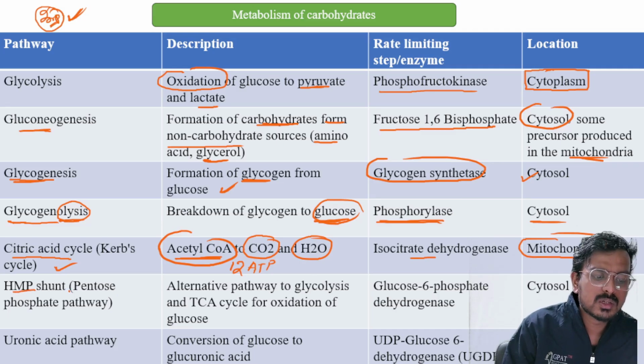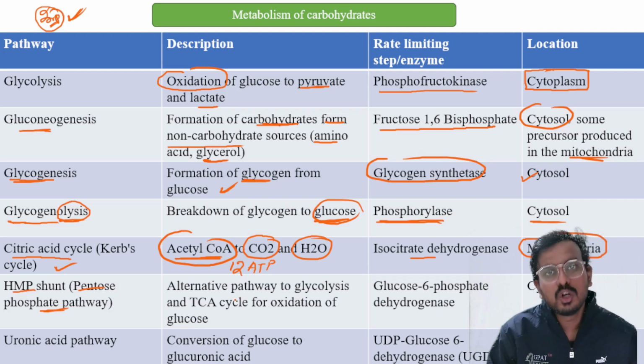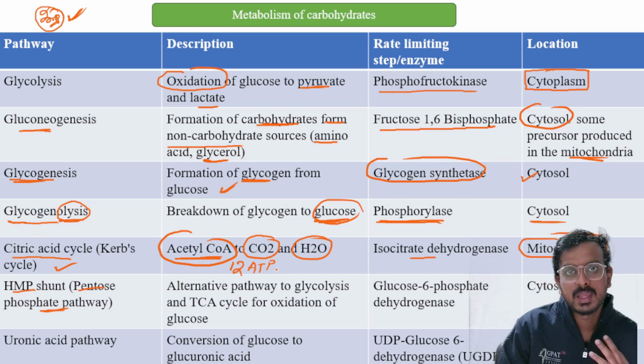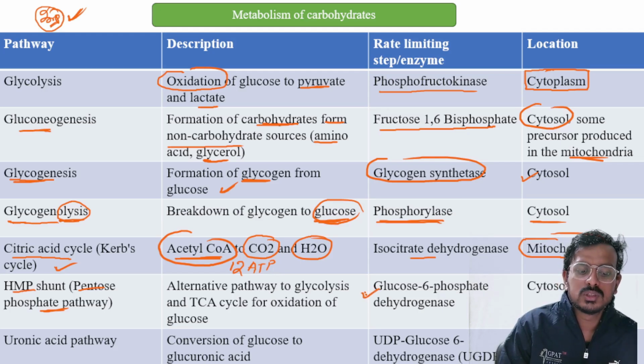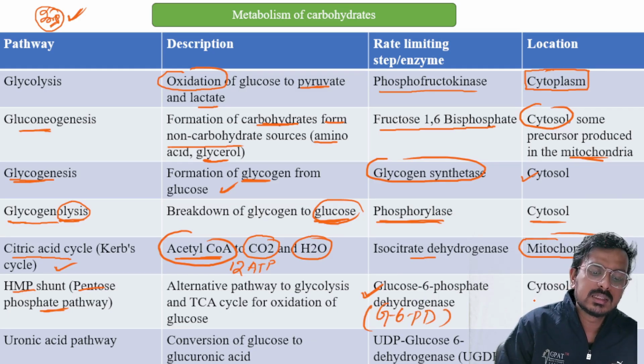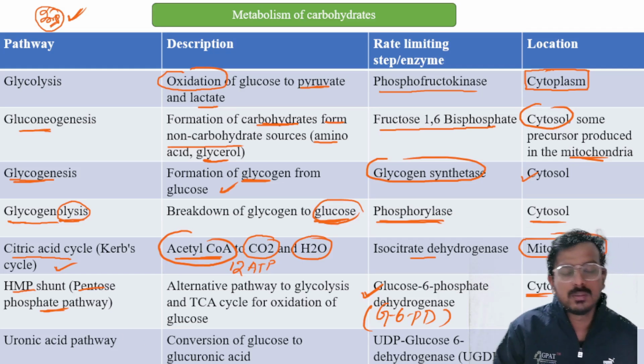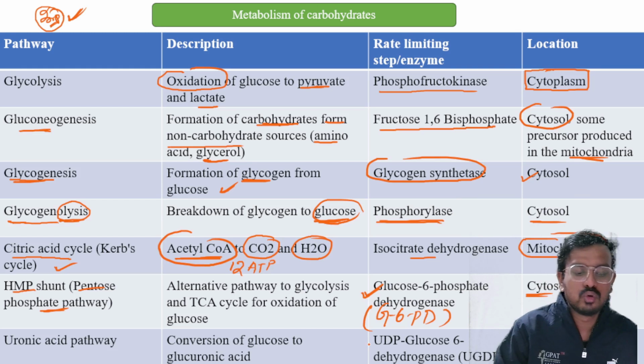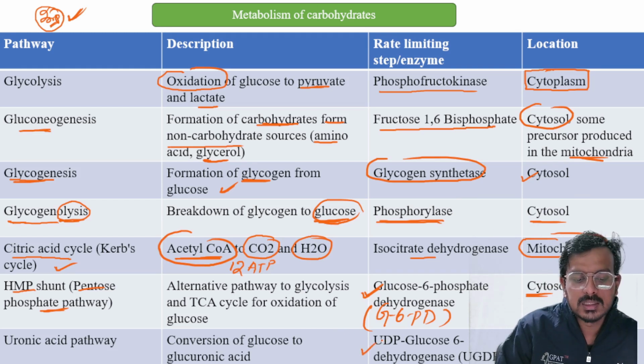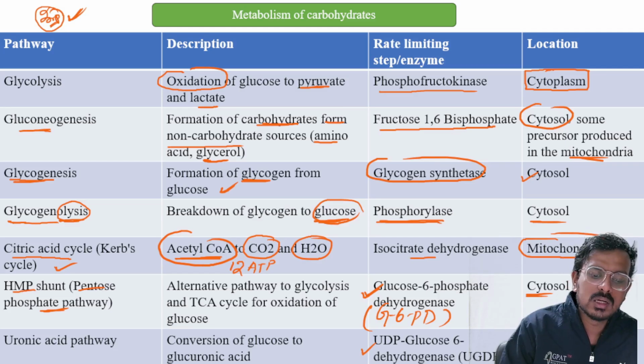Next is the HMP shunt, also known as the pentose phosphate pathway. This is basically an alternative pathway to glycolysis and the TCA cycle. The rate limiting enzyme is glucose 6 phosphate dehydrogenase, G6PD, and it is carried out inside the cytosol. And next is the uronic acid pathway, basically the conversion of glucose to glucuronic acid. The rate limiting enzyme is UDP glucose dehydrogenase, and it is carried out inside the liver.